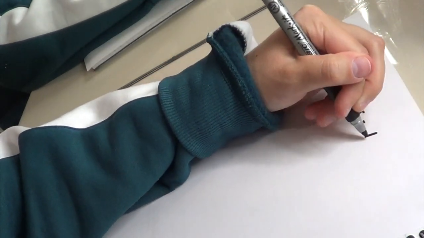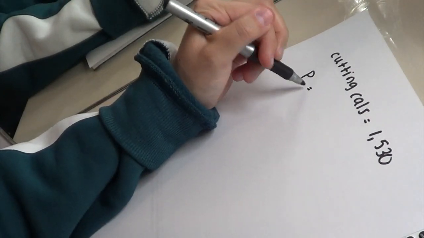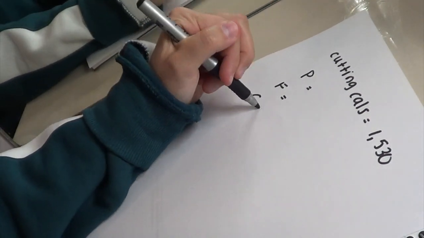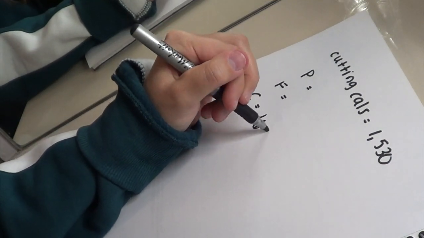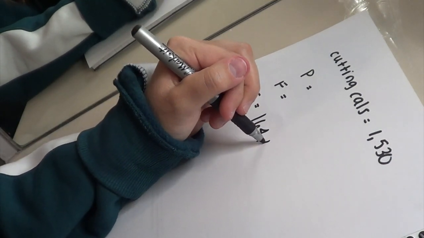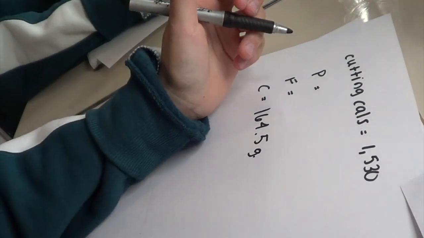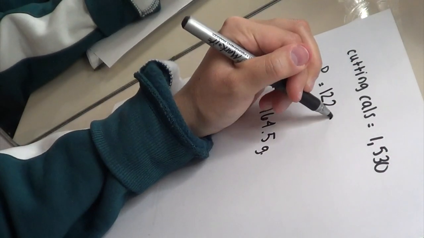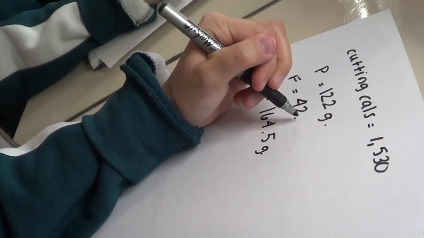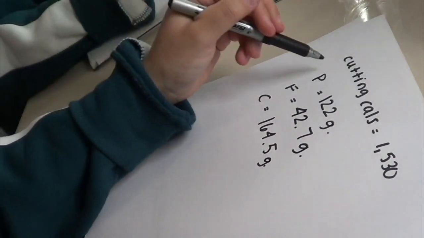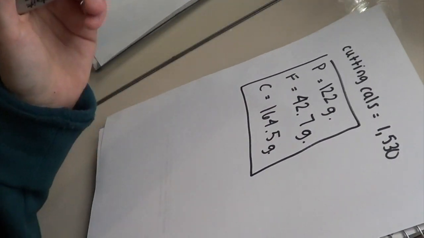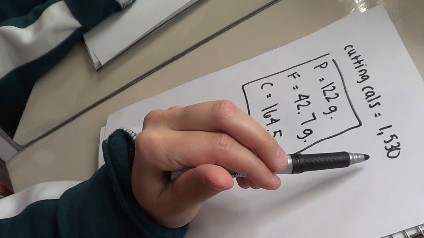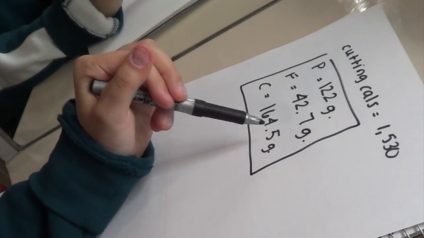Our grand total macros are going to be: our cutting calories are 1,530. Our total carbs are 164.5 grams. For protein, it's 122 grams. And for fat, 42.7 grams. For me to lose weight, I'm going to be eating 1,530 calories and this many grams of each particular macro.